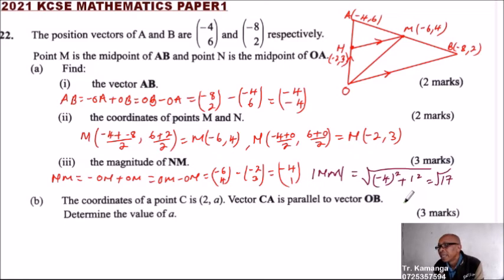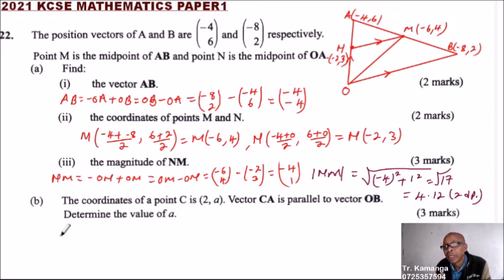So when you get the square root of 17, you should be able to get it using a calculator. It is equal to 4.12, to 2 decimal places. So that's how you get the magnitude of NM.